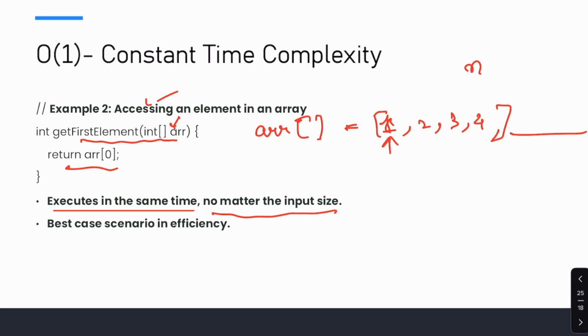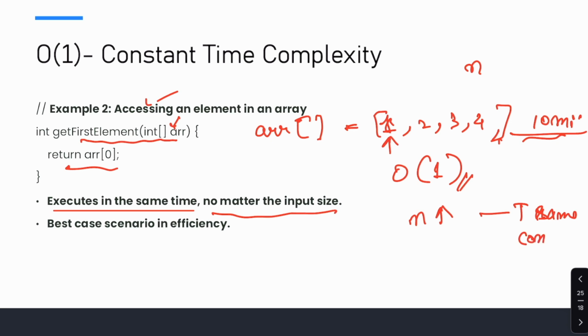No matter what the input size is, this function executes in the same time. Even if the array has up to 10 million elements, the algorithm doesn't depend on the input size, so we get a time complexity of O of 1 because it is constant. Even as the input increases, the time remains the same, that is constant. So it is not proportional.